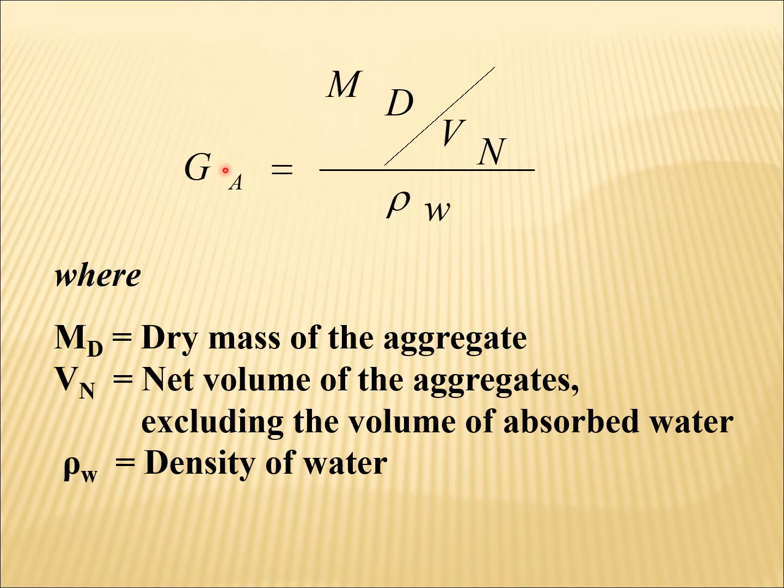So again, you can see the formula over here on this slide, and you can see that M sub D means the dry mass of the aggregate. V sub N is the net volume of the aggregate. That means we are going to exclude the volume of the absorbed water or the water permeable voids. So keep in mind that the volume of absorbed water is equal to the volume of water permeable voids, and rho sub W is the density of water.